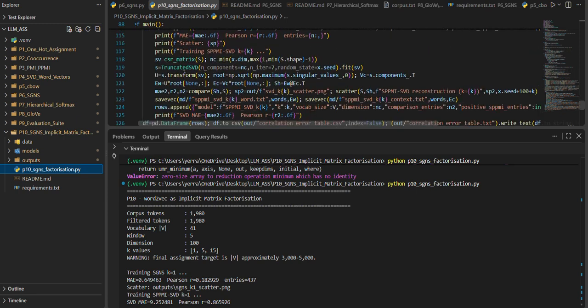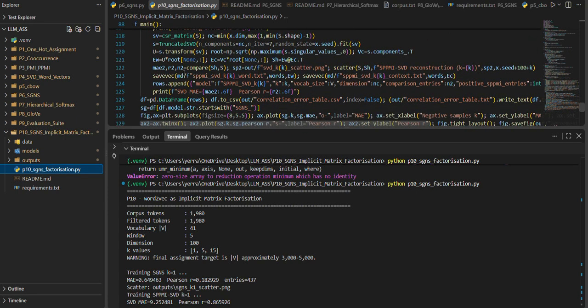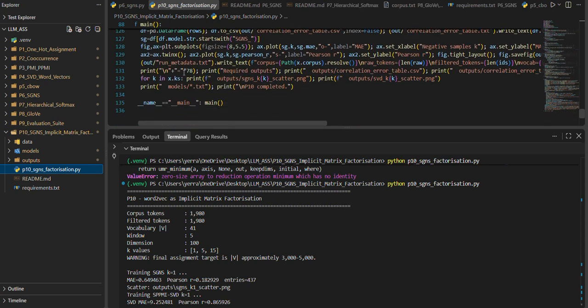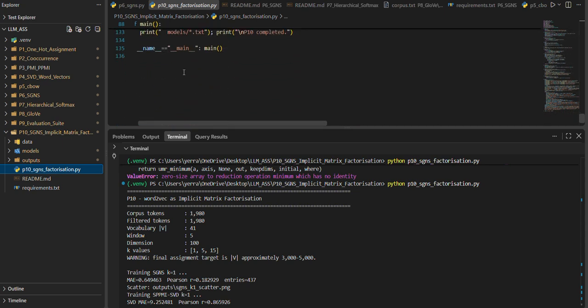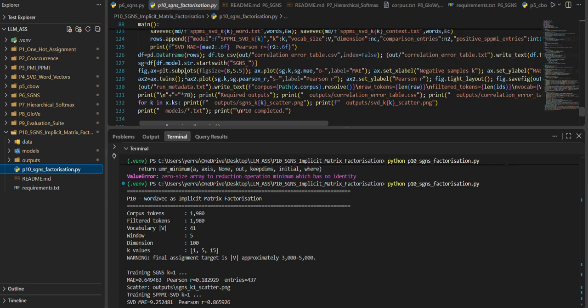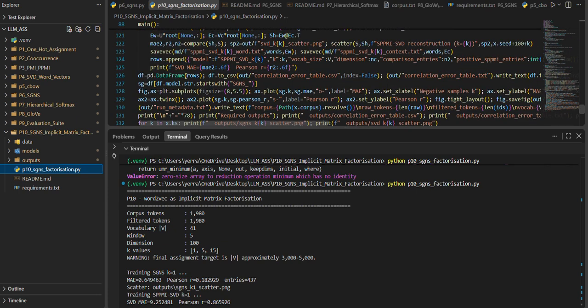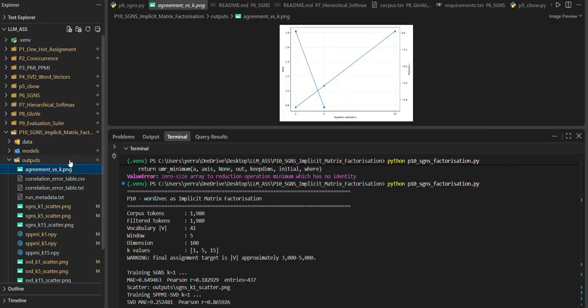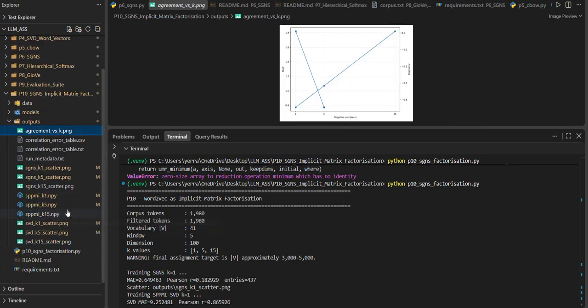The Levy and Goldberg connection. The central relationship investigated in this experiment is M equals PMI(w, c) minus log k, where k is the number of negative samples. The SGNS objective can therefore be connected to factorizing a shifted PMI matrix. This matrix is an important theoretical connection between predictive word embeddings and count-based distributional representations.